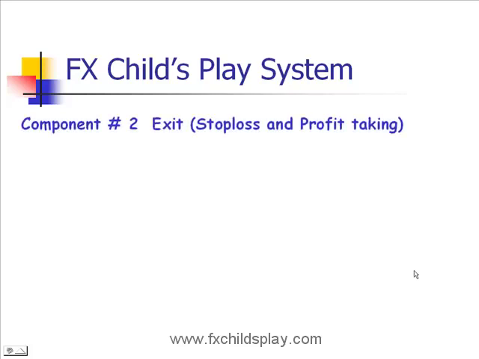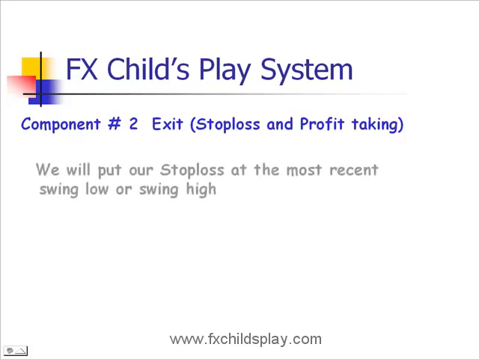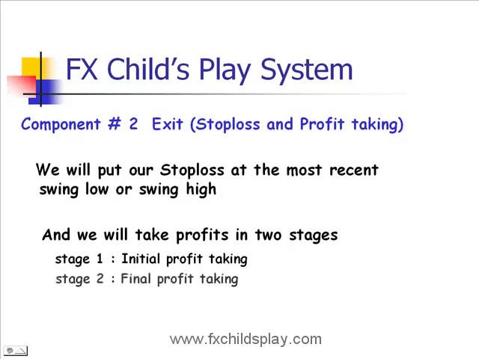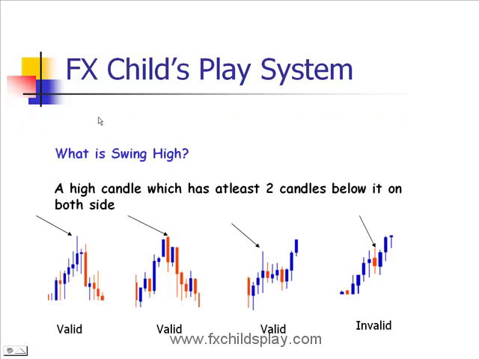So now the component number 2 of the system is exit, also called stop loss and profit taking. We will put our stop loss at the most recent swing low or swing high, and we will take profits in 2 stages. Stage 1 will be the initial profit taking stage, and stage 2 will be the final profit taking stage. Now, first of all, let's look at what a swing high is.